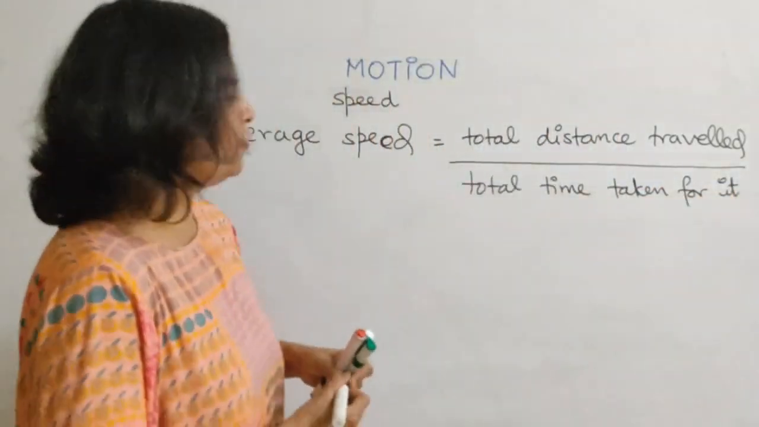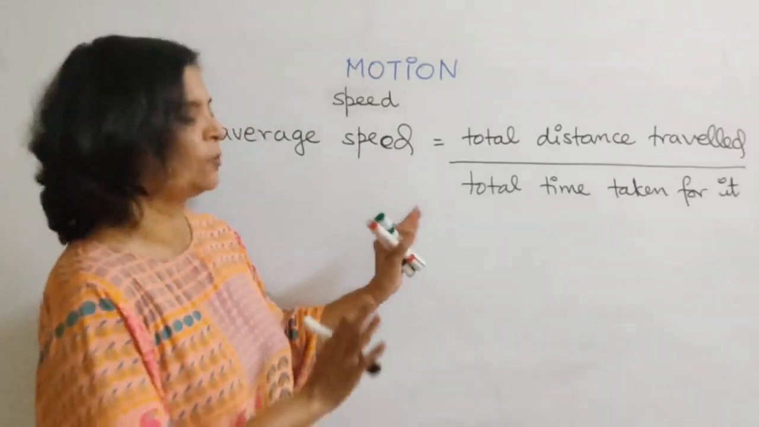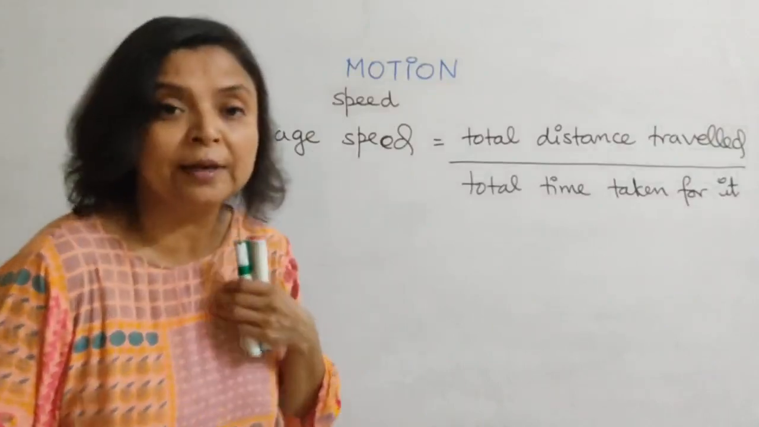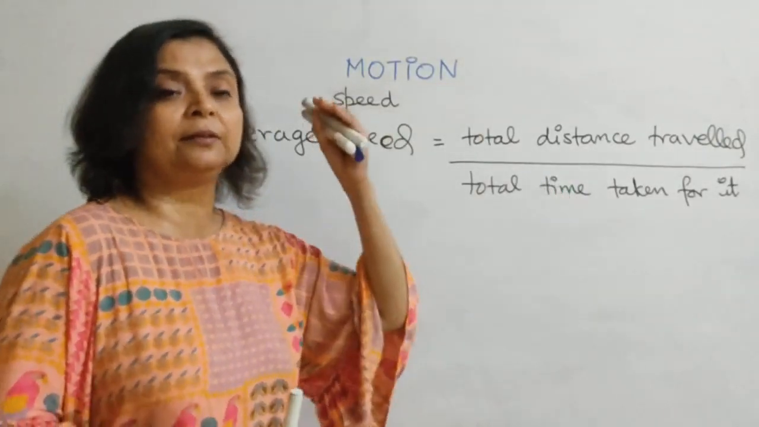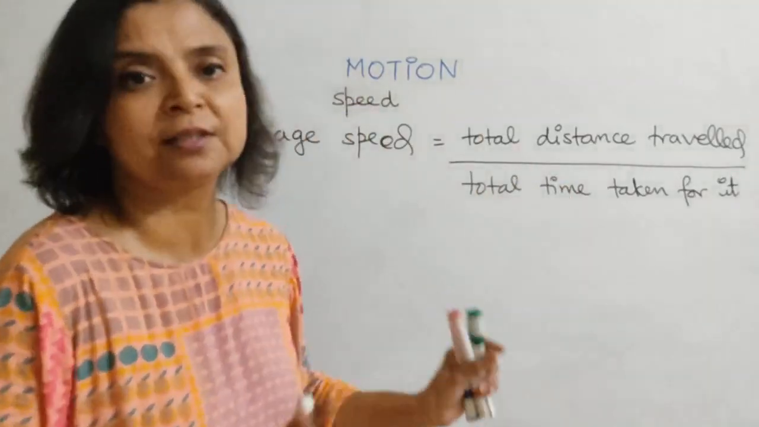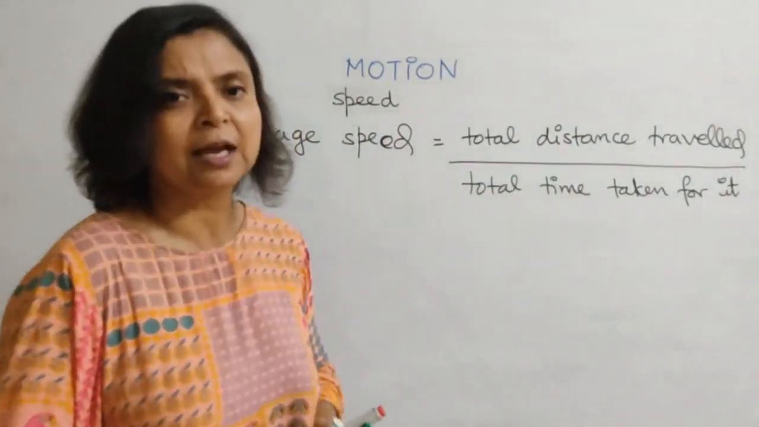In short, if I traveled 150 kilometers in 2 hours, then my speed is 75 kilometers per hour. Whether I try to increase the speed at the green signal or reduce it at the speed breaker, it just doesn't matter. We are simply taking the total distance upon the total time.